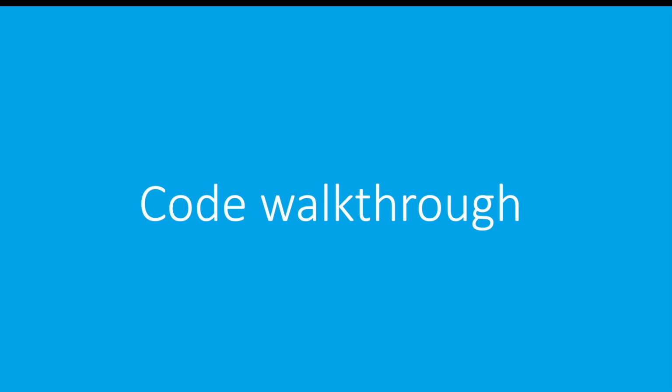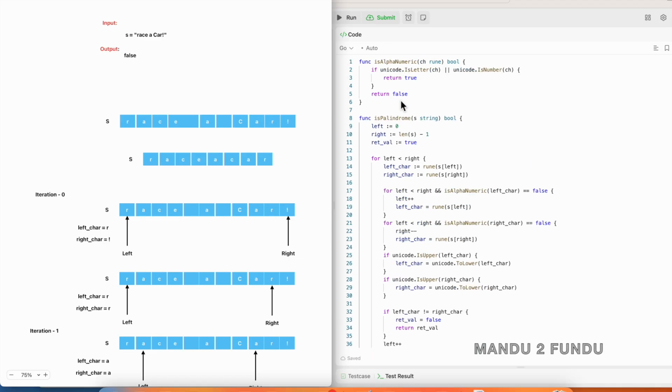Let's do the code walkthrough with sample input. So we have this input string, and it contains white spaces, an exclamation character, and one capital letter. After removing the non-alphanumeric characters, it appears like this. And if we check this, it is not a palindrome because it's not reading the same forward and backward.